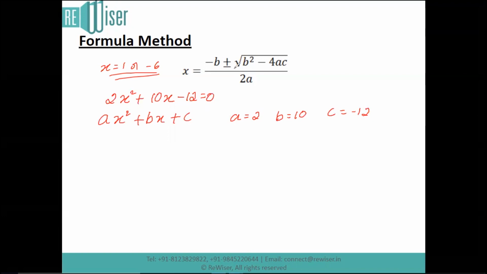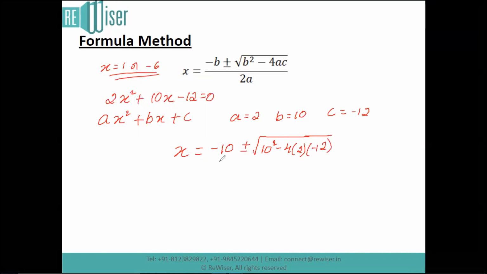Now if I substitute these in the quadratic formula, it goes something like this. So x is equal to negative b, the b value is 10, plus or minus root of b squared, so 10 squared, minus 4 times a, which is 2, times c, which is minus 12, divided by 2 times a, which is nothing but 2. So I can say x is equal to negative 10 plus or minus, 10 squared is nothing but 100, and minus into minus will become positive. 4 into 2 is 8, so 8 into 12 is positive 96, divided by 2 into 2, which will be 4.